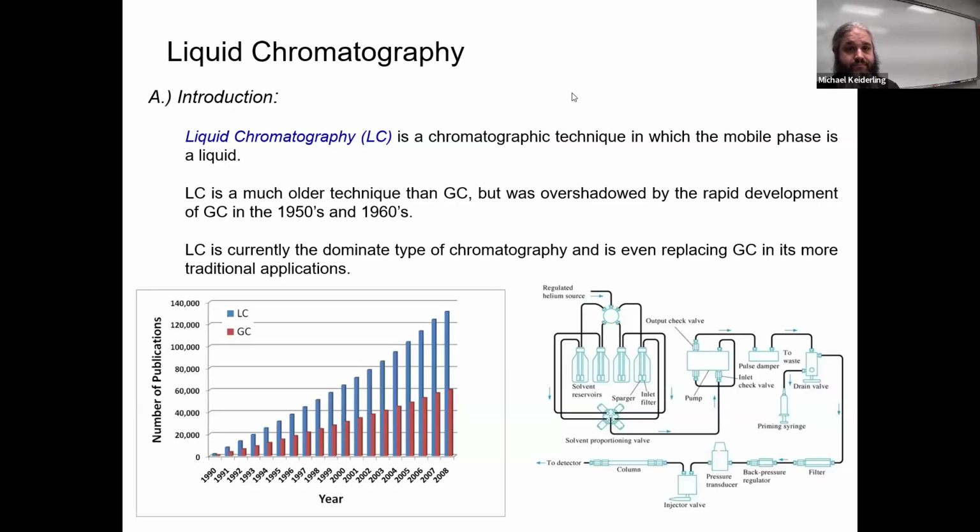So, we talked about gas chromatography last time. Let's talk about liquid chromatography. Liquid chromatography is a technique where the mobile phase is a liquid. It's a much older technique than gas chromatography, but it was overshadowed by the development of gas chromatography in the 50s and 60s. And it's coming back. It's currently the dominant type of chromatography. It's even replacing GC in its more traditional applications because of the development of more advanced systems, high performance liquid chromatography.